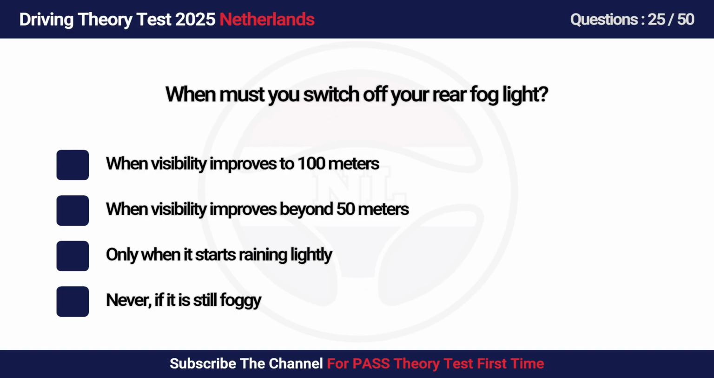A. When visibility improves to 100 meters. B. When visibility improves beyond 50 meters. C. Only when it starts raining lightly. D. Never if it is still foggy.